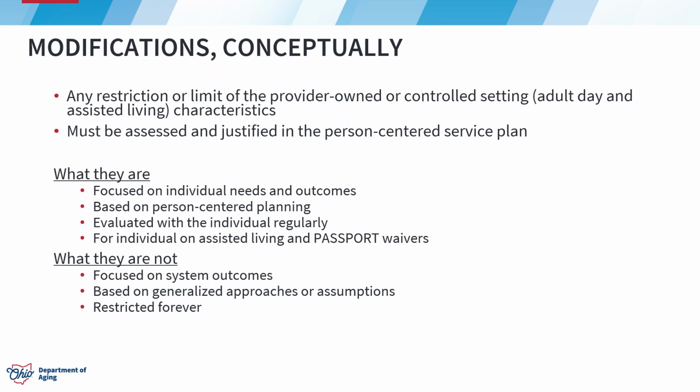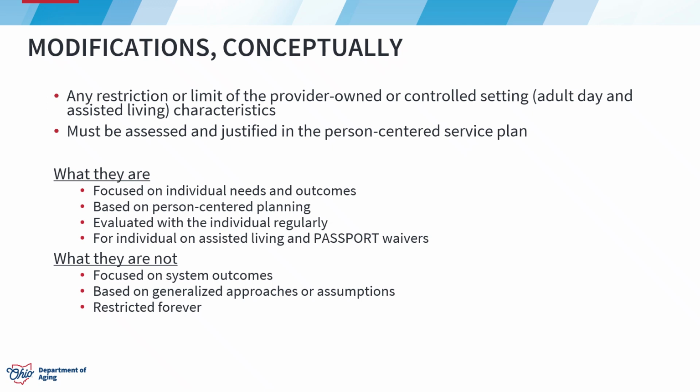One thing that we've received a lot of questions about is just what is a modification and when are modifications applicable. The Ohio Administrative Code, as well as the federal regulations, state that modifications to the additional conditions or additional characteristics for the settings that are provider owned or controlled, which are the adult day and assisted living characteristics, are what need to be reflected in the care plan.